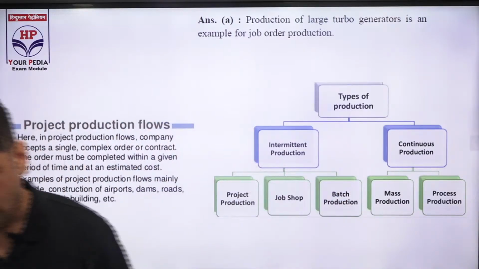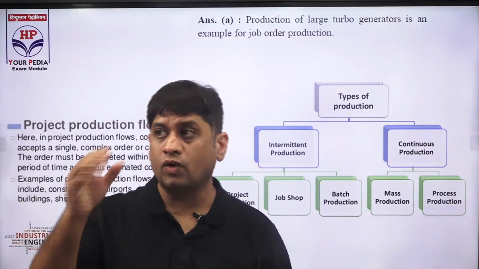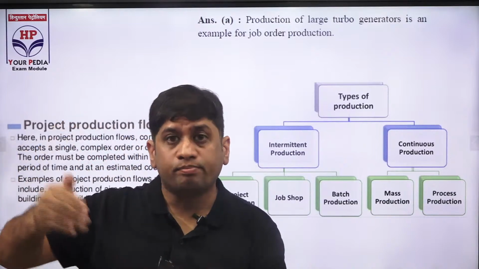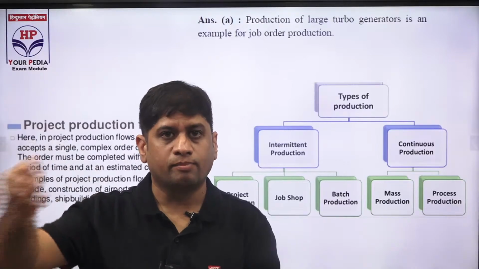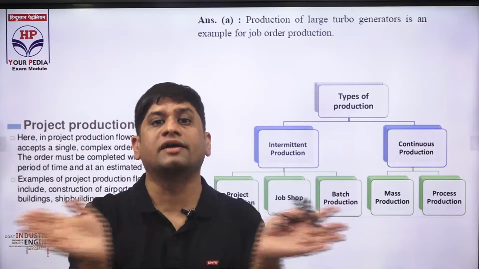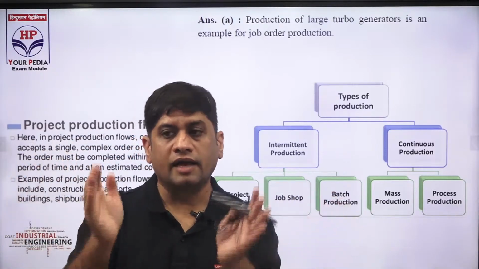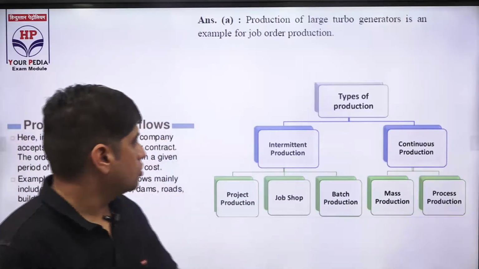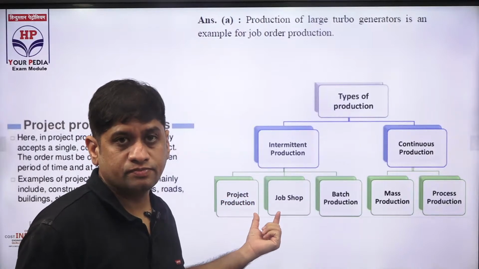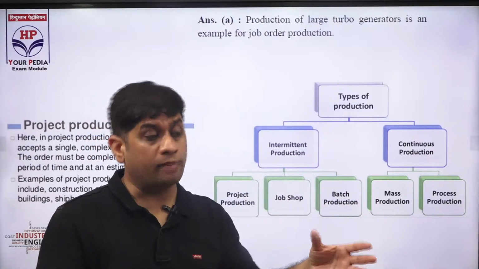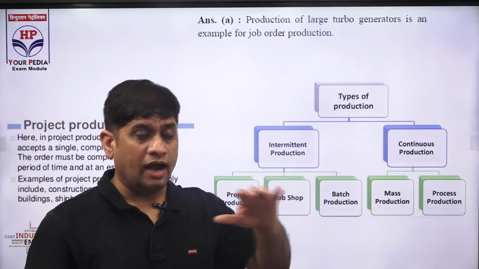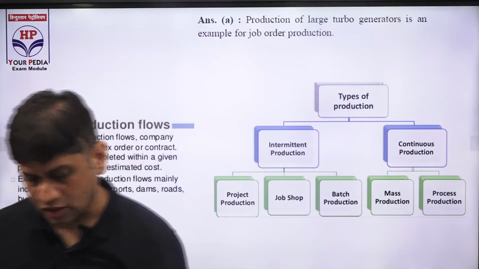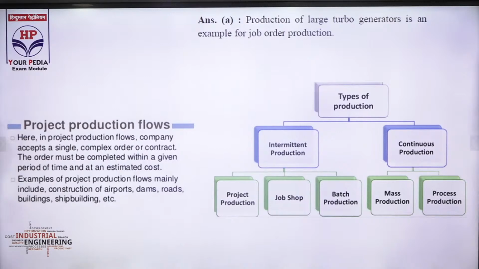So two things you will study: one is the production system, another is the plant layout. Production system and plant layout are related. Like fixed position layout is related to project production. I have a particular project, I'm making that, and the layout for that is a fixed position layout. So this is how you need to understand the two.